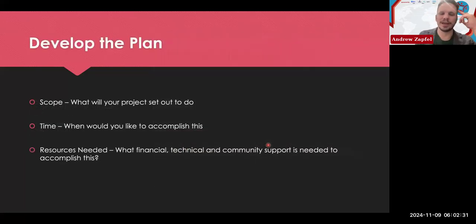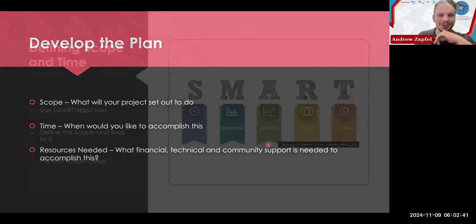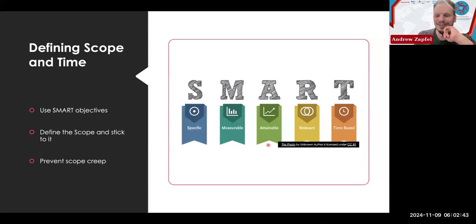And as we're developing the plan, again, scope, as we've talked about: what will your project set out to do? When would you like to accomplish this? And the resources needed to make it happen. Again, I like to always just reiterate as I'm going through. Now, here's the big thing. After your mission and vision, and you divide the problems, and you're seeing what the causes are of those problems, and now you're really set forward on a path to doing programs, activities, and so forth, you want to develop SMART objectives.